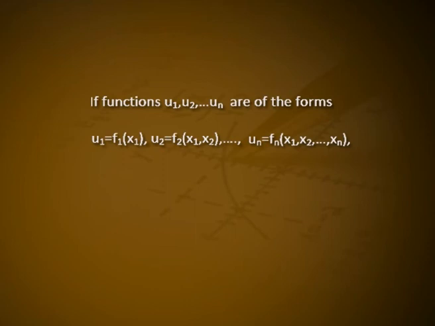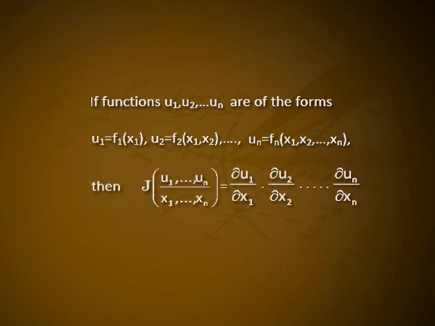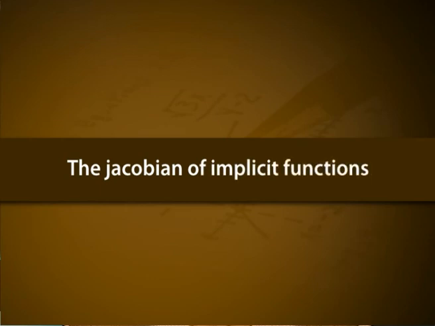u_n = f_n(x_1, x_2, ..., x_n), then J(u_1, ..., u_n / x_1, ..., x_n) = ∂u_1/∂x_1 · ∂u_2/∂x_2 · ... · ∂u_n/∂x_n. The Jacobian of implicit functions.